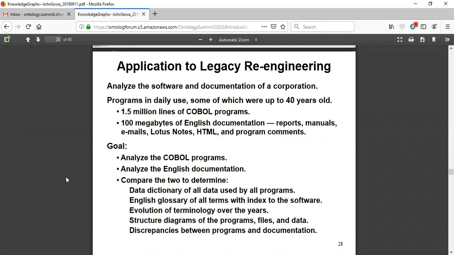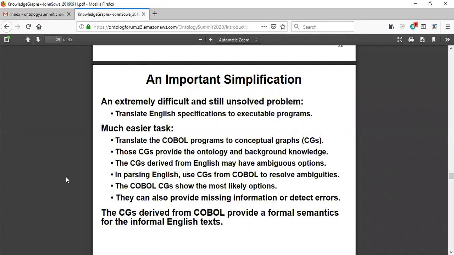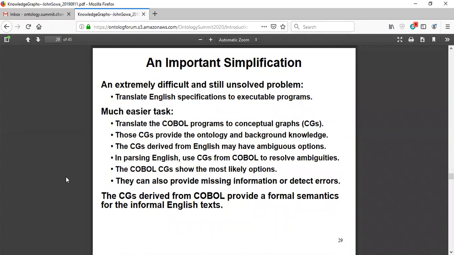Now, to translate English specifications to executable programs is impossible by any technology we have today, except for trivial examples. And so that's an unsolved problem. But there's a much easier problem, which is to translate the COBOL programs to conceptual graphs, because the COBOL programs are in a precisely defined language with formal syntax. Map them to conceptual graphs, then those conceptual graphs provide the ontology for the programs. So then you derive the ontology from the programs, which are precise.